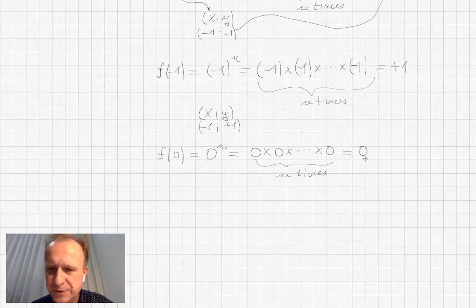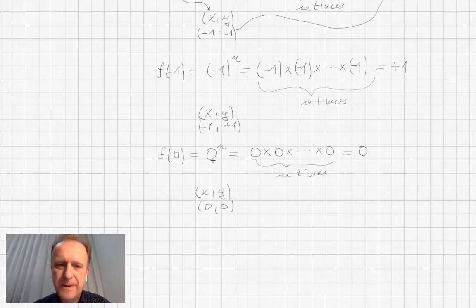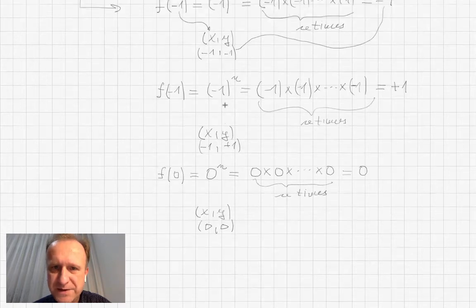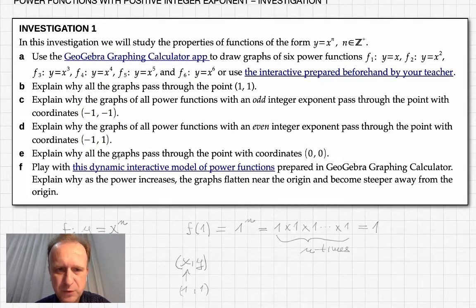So this is what comes out as a result, and therefore the point with coordinates x and y should be on the graph, and this time it's the point with coordinates, well, for x we substitute 0 because it's this one, and for y you substitute what you obtained, so it's again 0. Okay, so the point (0, 0) lies on the graph, and it must do so.